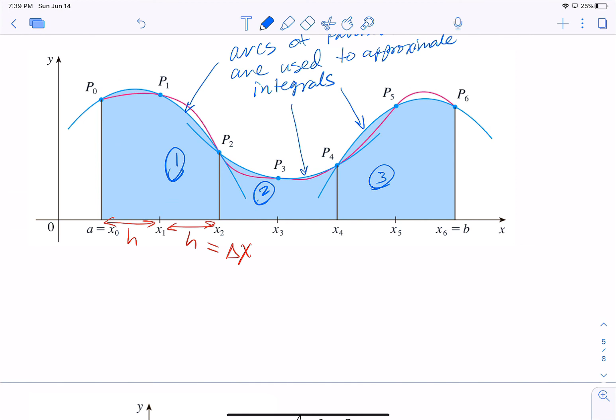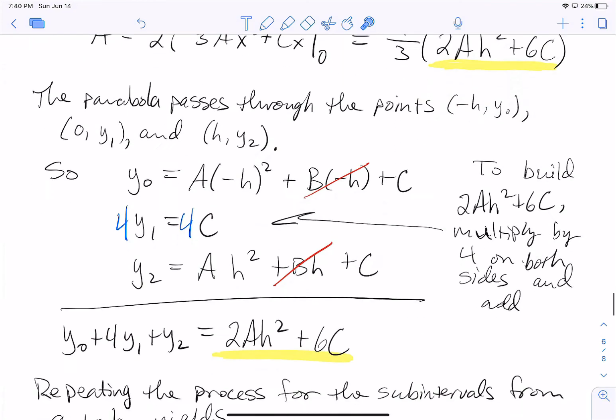So the coefficients would be 1, 4, 1, and then 4, and then 1. But the interior parabola arcs are getting used twice. So it's kind of like 1, 4, 1 for the first parabola arc, 1, 4, 1 for the second parabola arc, but that vertical here at x2 is being used twice. Just like you saw with the trapezoidal rule.